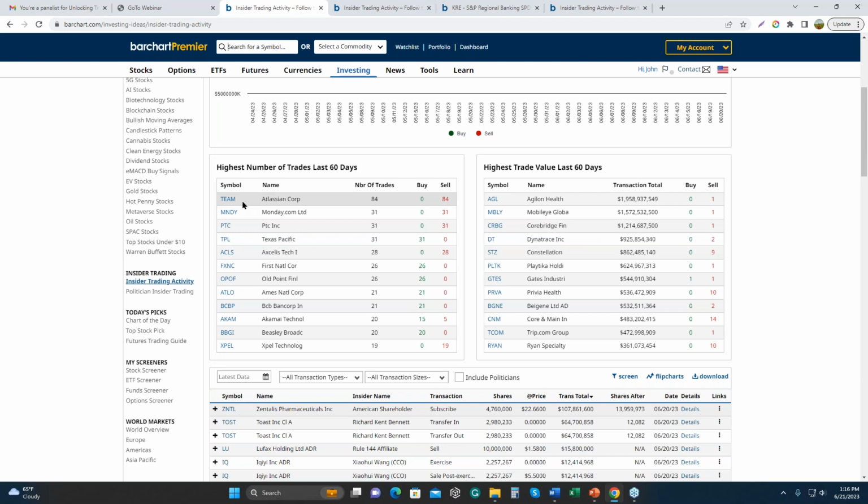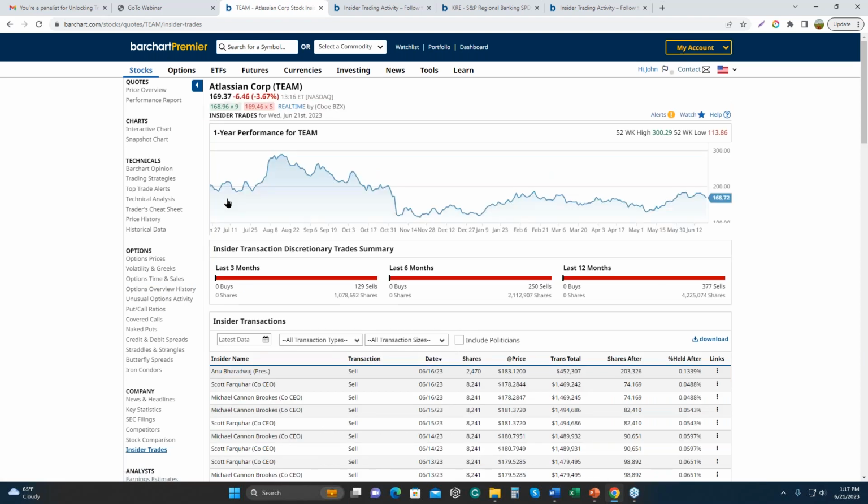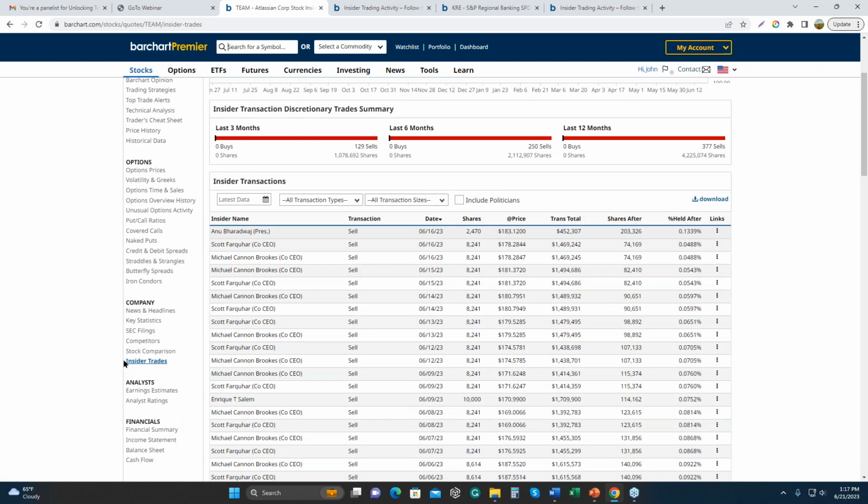So here we can see we're looking at symbol TEAM, which is Atlassian. And there are 84 transactions that occurred in the last 60 days, and all of them were sells. So I can click on the symbol, and it'll take me to that specific symbol's page, to where we call our insider trades tab. And you can see the activity that is based on this particular security.